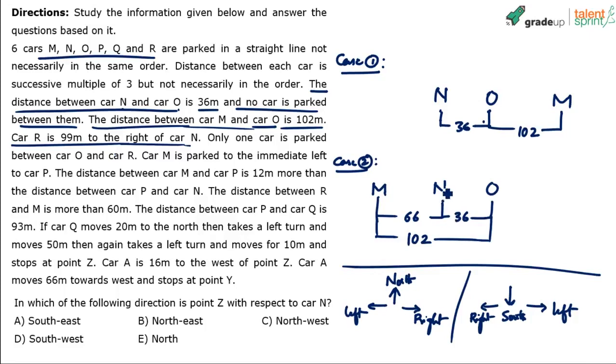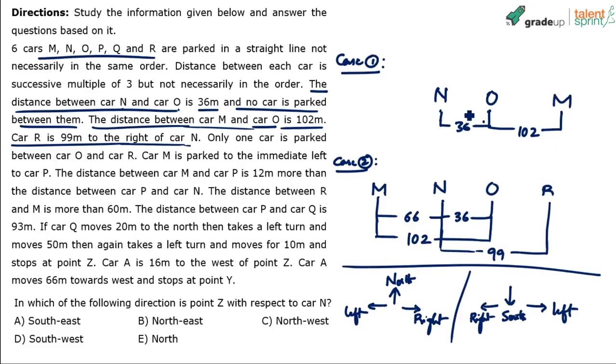99 meters to the right of N. So right of N meaning this side. Understand, up to O it is 36 meters. So obviously R will come after O. R will come somewhere here, let's say. And the distance between N and R is going to be 99. This distance is 99. I hope you are able to follow the lines that I'm drawing. I'm just trying to show the consecutive distances. The distance between N and R is 99 and R is 99 meters to the right of N.